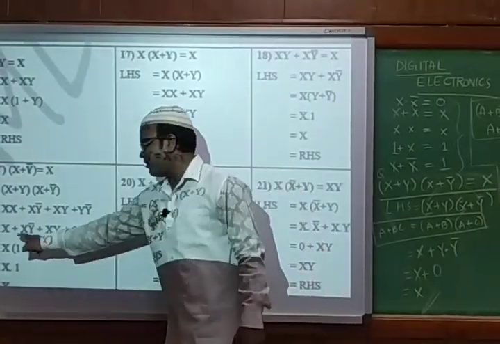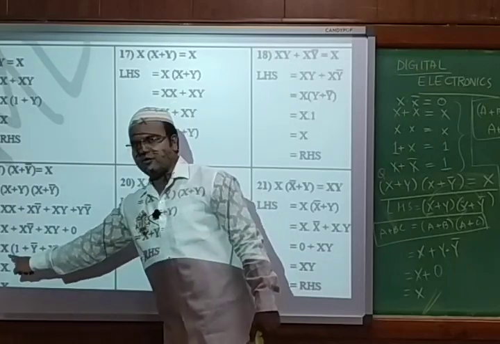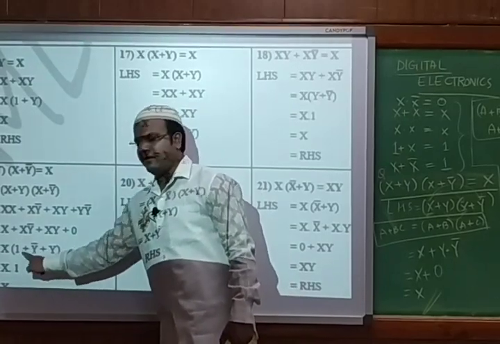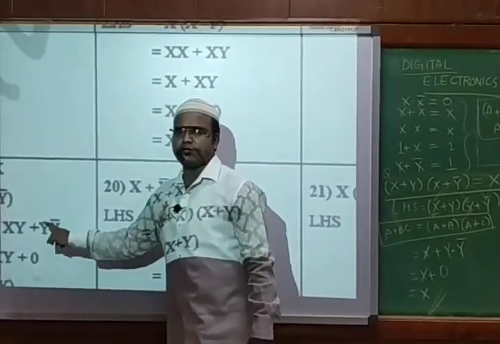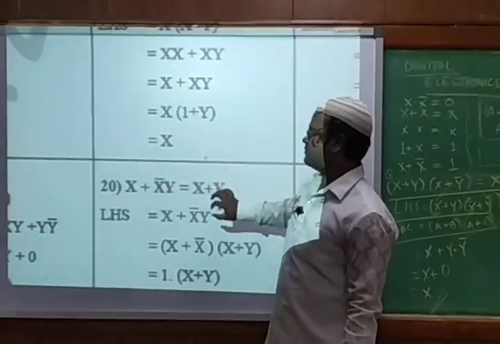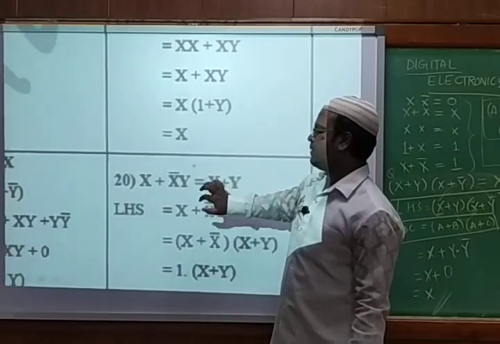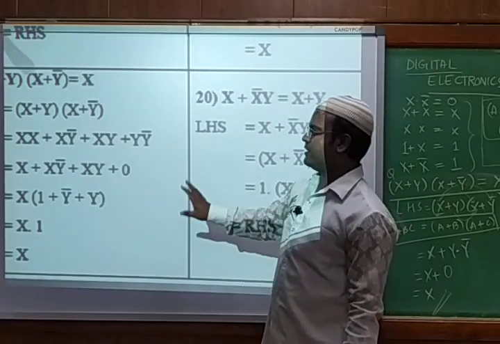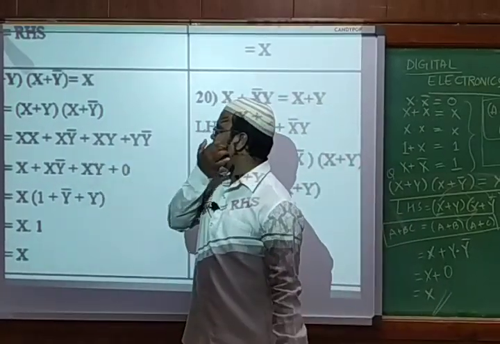So in this what can I take common? I can take x common in all. I took x as it is. Here left with 1 plus y bar plus y. So y plus y bar, what is the value of this? So you can see easily over here. So what is left here?